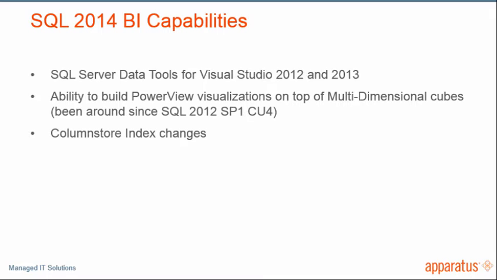And then probably the most notable number of different changes are to the Columnstore index. The biggest one now being that Columnstore indexes are updatable. So in 2012 you had to disable your index, insert or update your rows, and then re-enable or redeploy your index.